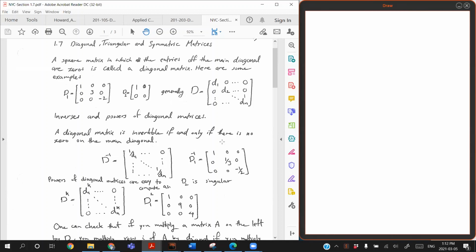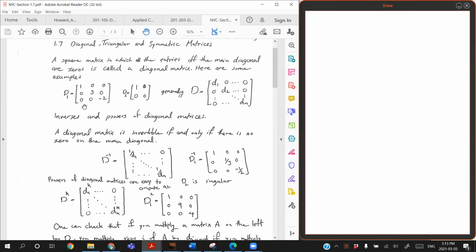Now, the good thing about diagonal matrices is that it's very easy to do algebra with them. First of all, it's very easy to find an inverse of a diagonal matrix. A diagonal matrix is invertible if and only if there is no zero on the main diagonal. Like, for example, between these two, D1 is invertible and D2 is not invertible because you have a 0 on the main diagonal. And finding the inverse of a diagonal matrix is very easy. You just need to find the inverses of the elements on the main diagonal.